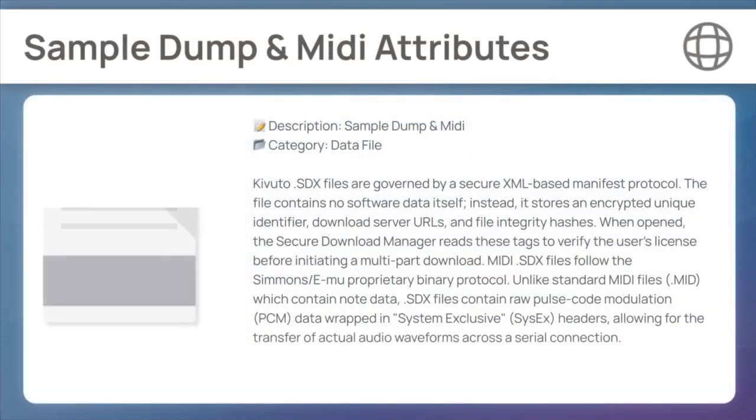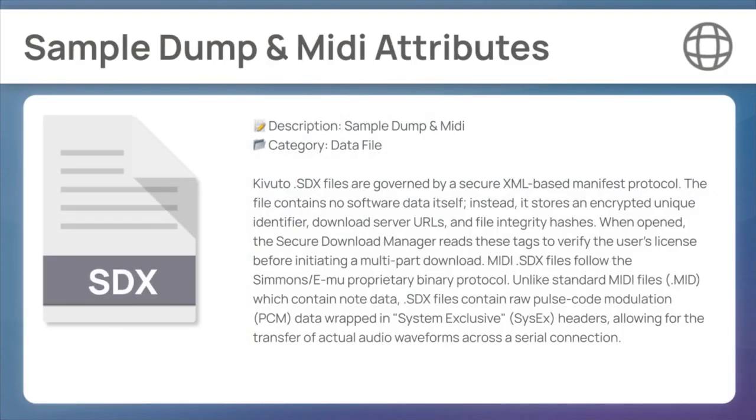Kivuto SDX files are governed by a secure XML-based manifest protocol. The file contains no software data itself. Instead, it stores an encrypted unique identifier, download server URLs, and file integrity hashes. When opened, the Secure Download Manager reads these tags to verify the user's license before initiating a multi-part download.